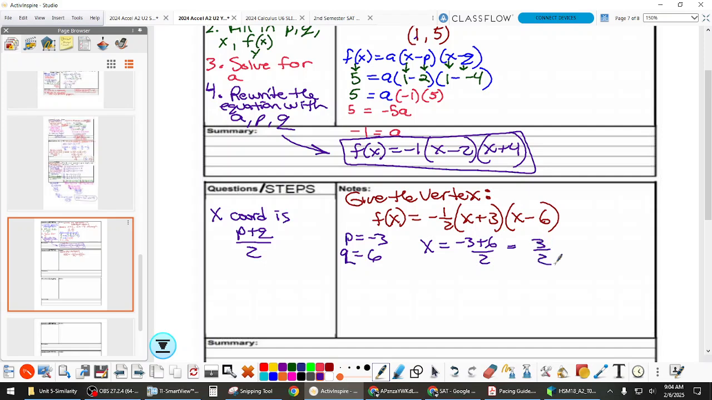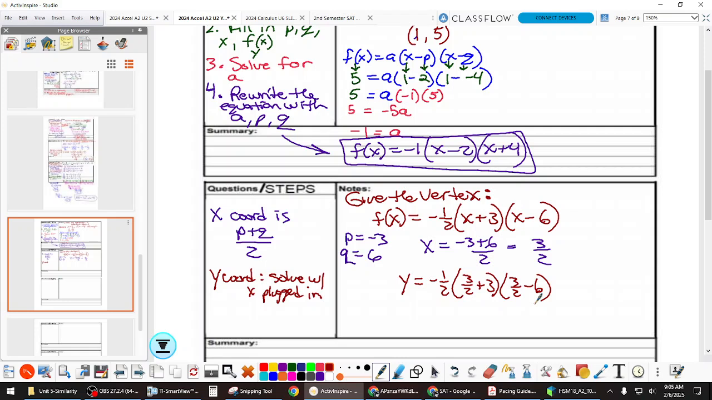Okay? Now what? Plug it back in for the y coordinate. So just solve with x plugged in. And so we get y equals negative 1/2 times 3 halves plus 3 times 3 halves minus 6.